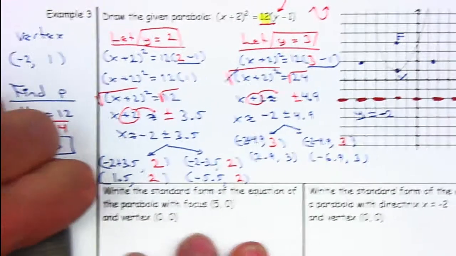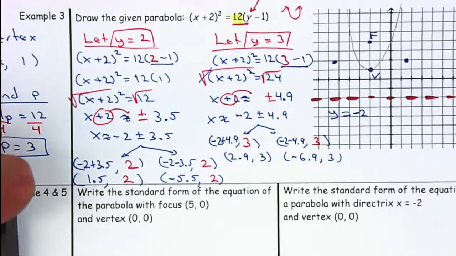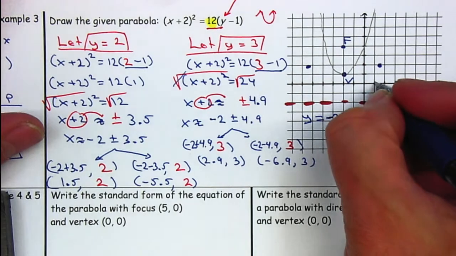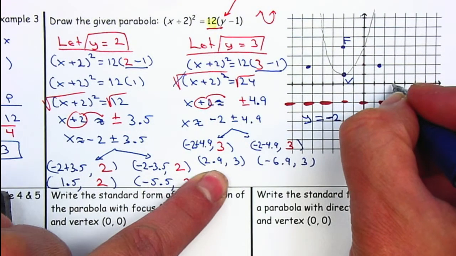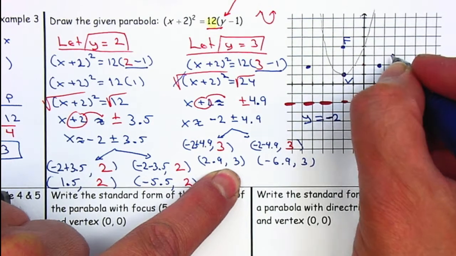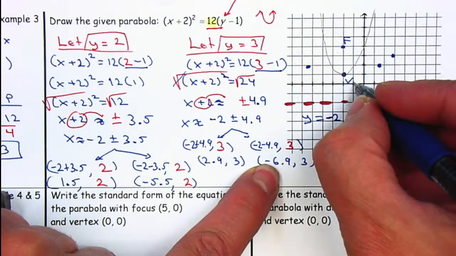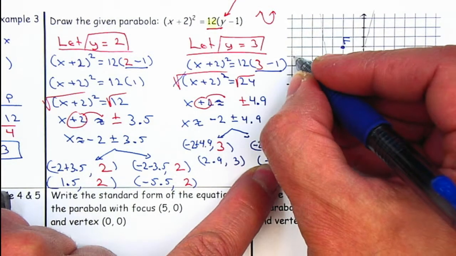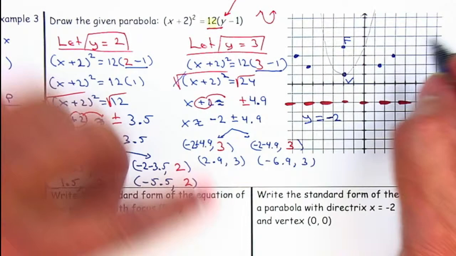Those are individual points that I need to be able to plot. I'm going to go to the right, 1, 2.9 and up 3. Now from my origin, I'm going to go to the left, 1, 2, 3, 4, 5, 6.9 and up 3. So we have our problem.